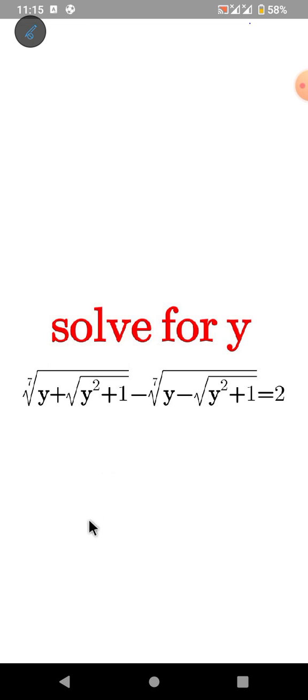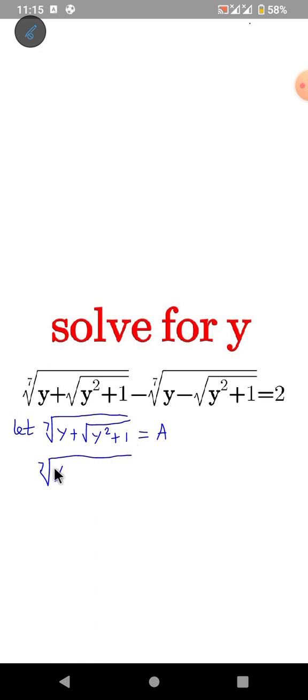In today's video, I'll be solving this interesting radical equation. Now the first thing I'm going to do is to say let the seventh root of y plus the square root of y squared plus 1 be equal to a, and also the seventh root of y minus the square root of y squared plus 1 be equal to b. That is, this is equal to a, while this is equal to b.